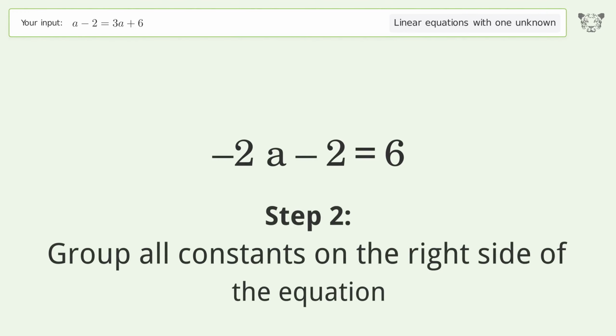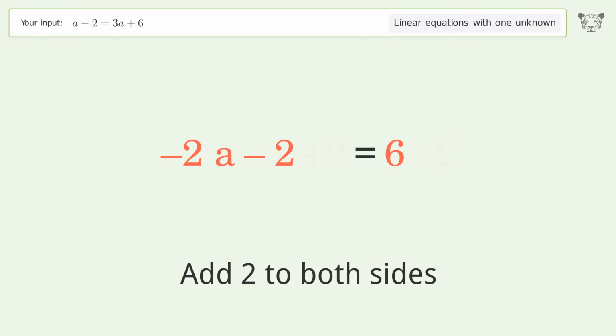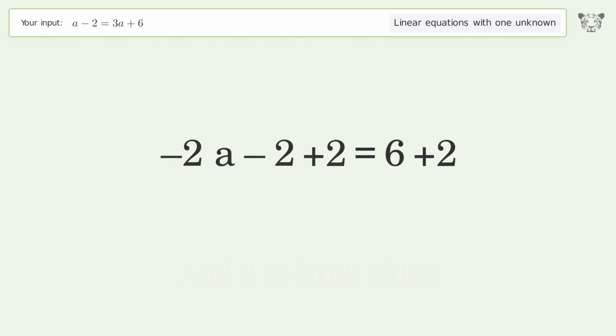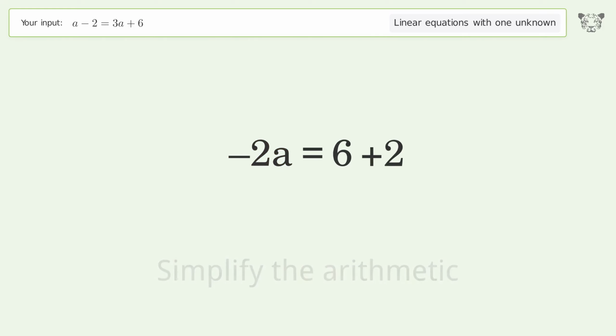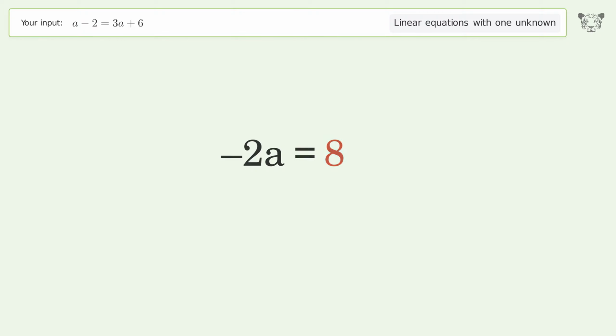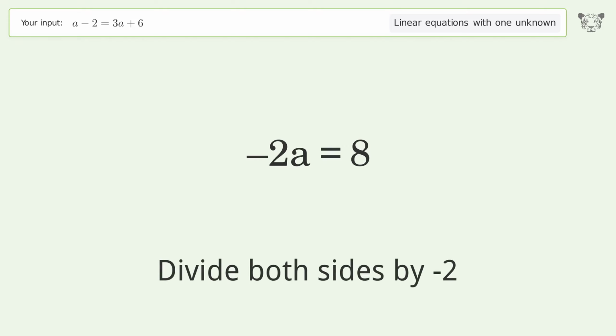Group all constants on the right side of the equation. Add 2 to both sides. Simplify the arithmetic. Isolate the a. Divide both sides by -2.